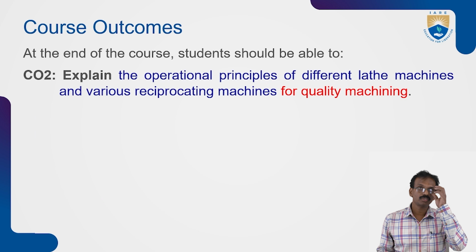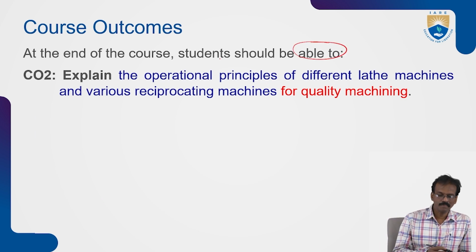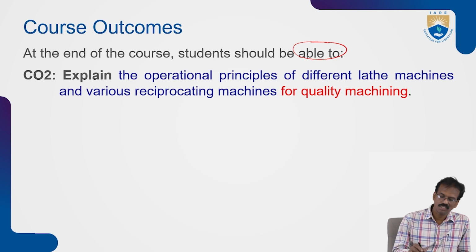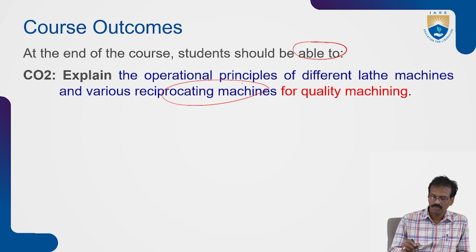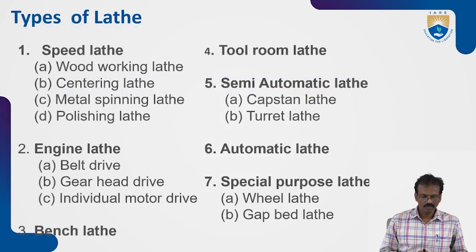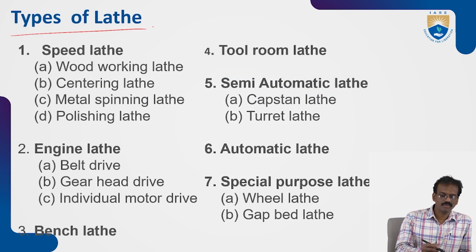So this one is the course outcome. At the end of the course, students should be able to explain the operational principles of different machine tools like lathe machines and various reciprocating machines for quality machining. These are the different types of lathe machines.